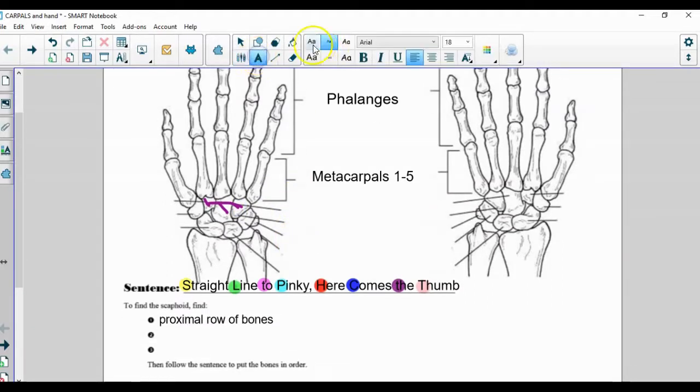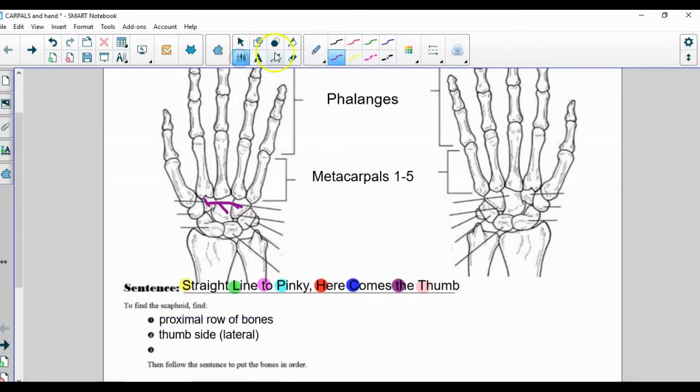The next rule is that you want to start on the thumb side. You should always be able to find the thumb because of the way it's shaped. So find the thumb side, which we know in our hand will always be lateral because of anatomical position. So again, let's go up to our hand and we'll narrow down anything that's not on the thumb side. That's definitely out, that's out, and that's out.